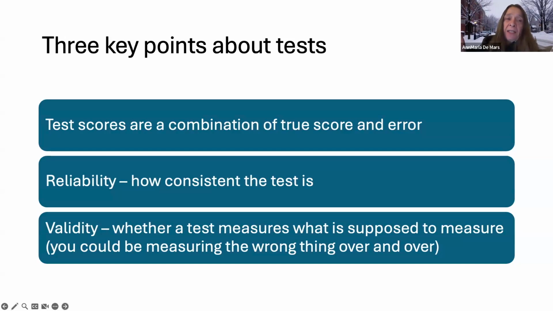So 3 points about tests that you should pick up from the textbook. First, test scores are a combination of true score and error score. Second, reliability is how consistent the test is. And third, validity is whether a test measures what it is supposed to measure. So you could be measuring the wrong thing over and over. What people in test and measurement say is that reliability is a necessary but not sufficient condition for validity.